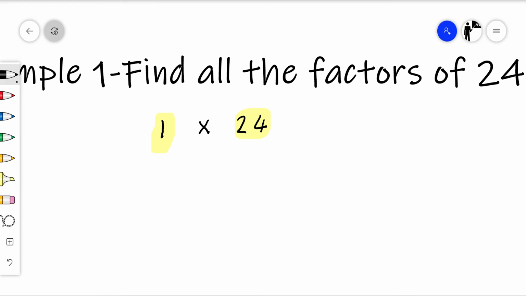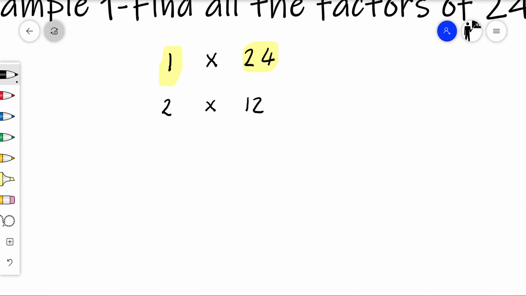So I start at 1 and go up, and I say, okay, does 2 go into 24? Yeah, 2 does, because 2 times 12 is 24. So therefore I know that 2 and 12 are also factors of 24. I think about my 3 times table. Is 24 in the 3 times table? Can 24 be divided by 3 exactly? Yeah, it can, because I know that 3 8s are 24.